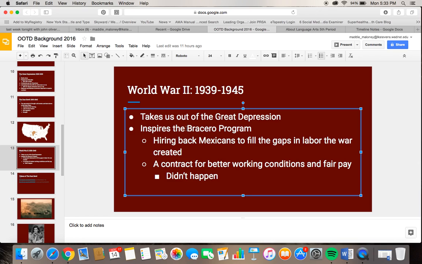So if you know that you're guaranteed a job because you'll work for a little bit less money and a little bit poorer working condition, then maybe you're going to do that for you and your family. So that's that. Again, it's just to help us get a better perspective of what Mexicans and Americans went through during the early to mid 1900s.